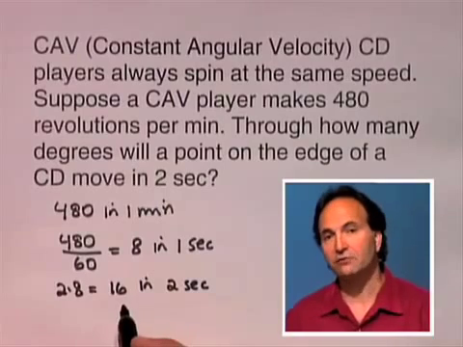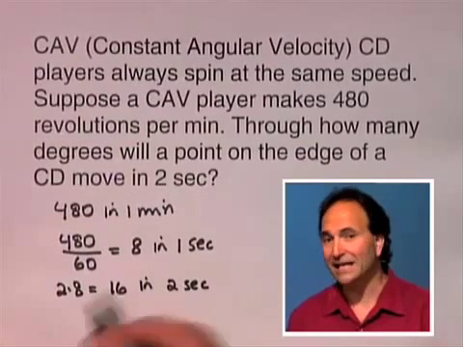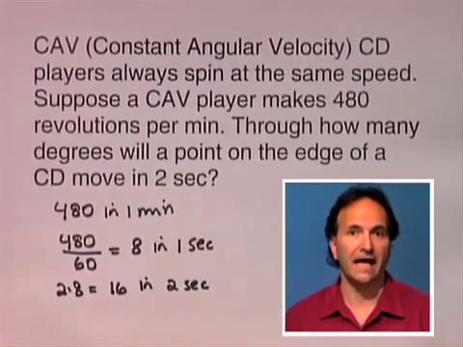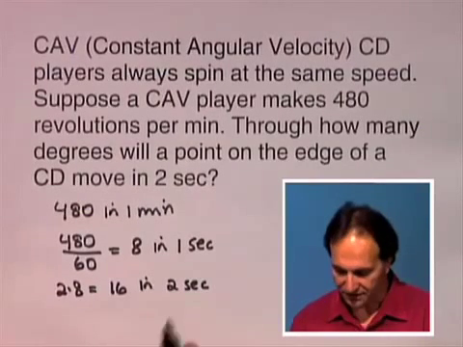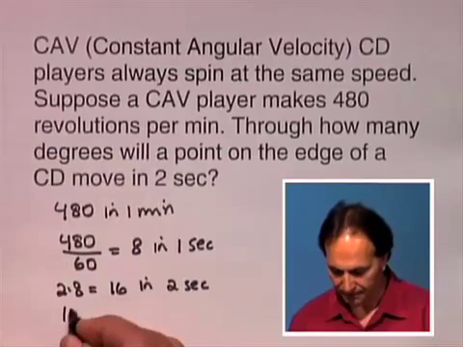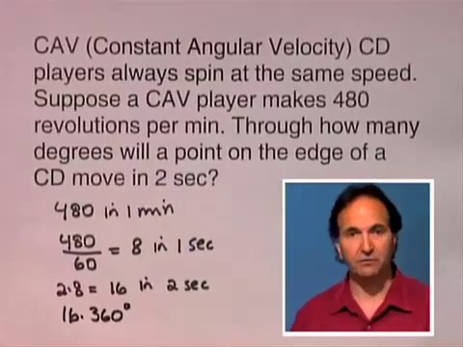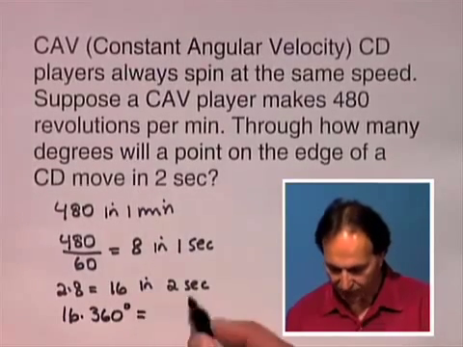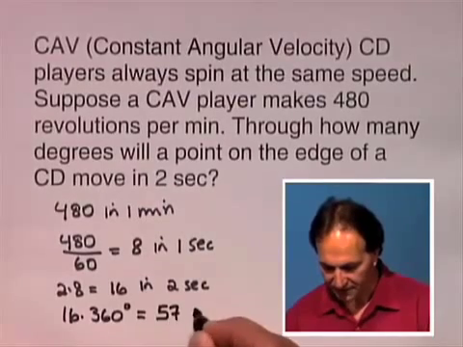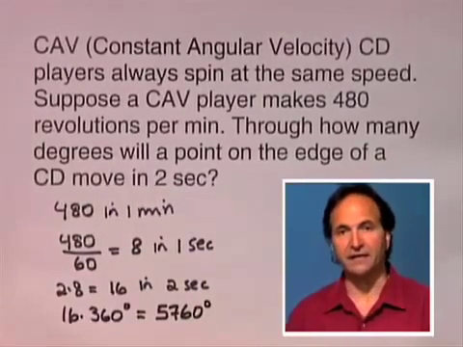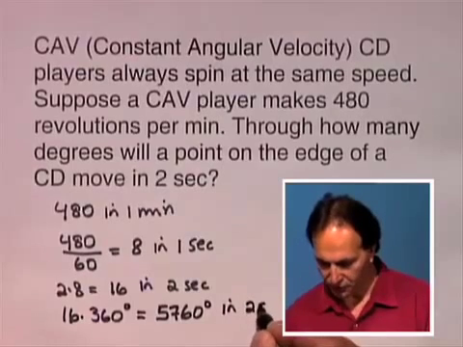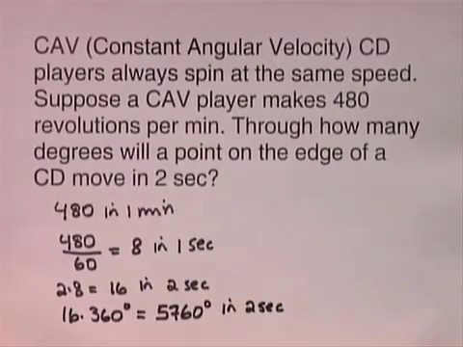And then finally, we're interested in the fact that each revolution is 360 degrees. So we want to take the 16 revolutions, multiply that times 360 degrees. That gives us a product of 5,760 degrees in 2 seconds. And so that means that the point on the edge would travel 5,760 degrees in that 2 seconds.